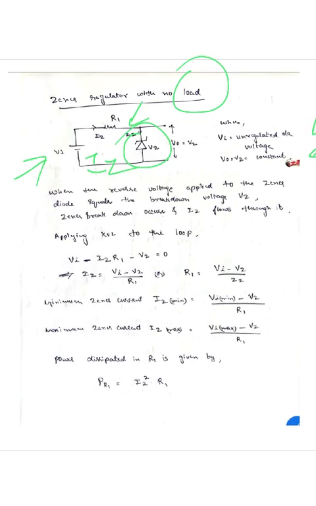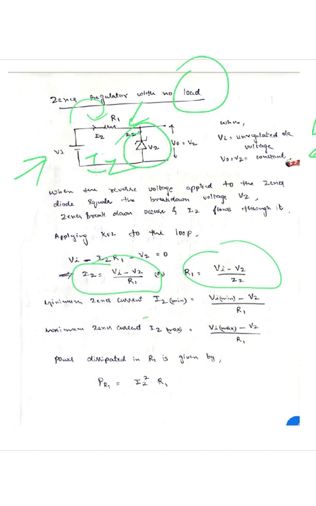When the reverse voltage applied to a Zener diode equals the breakdown voltage Vz, Zener breakdown occurs and Iz flows through it. Applying KVL to the loop, Vi minus Iz R1 minus Vz is equal to 0. So Iz is equal to Vi minus Vz divided by R1. Shifting it, R1 is equal to Vi minus Vz divided by Iz.